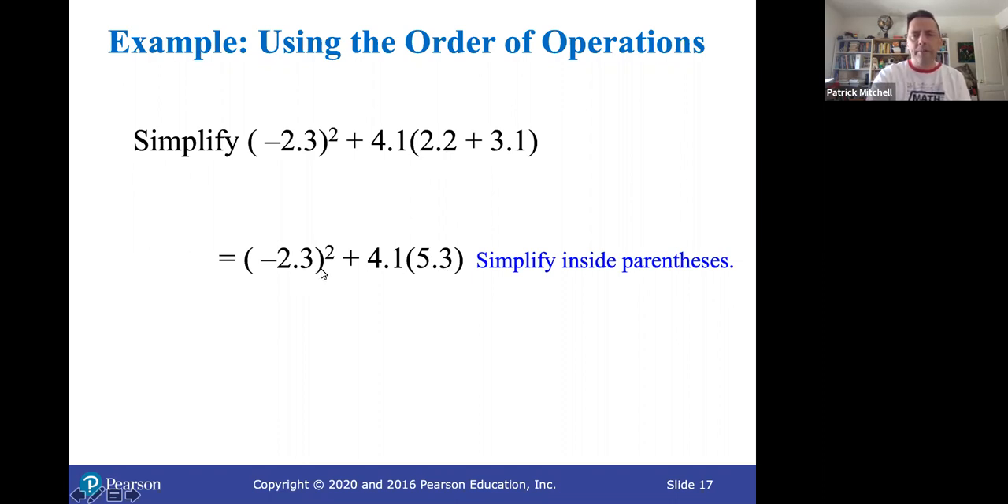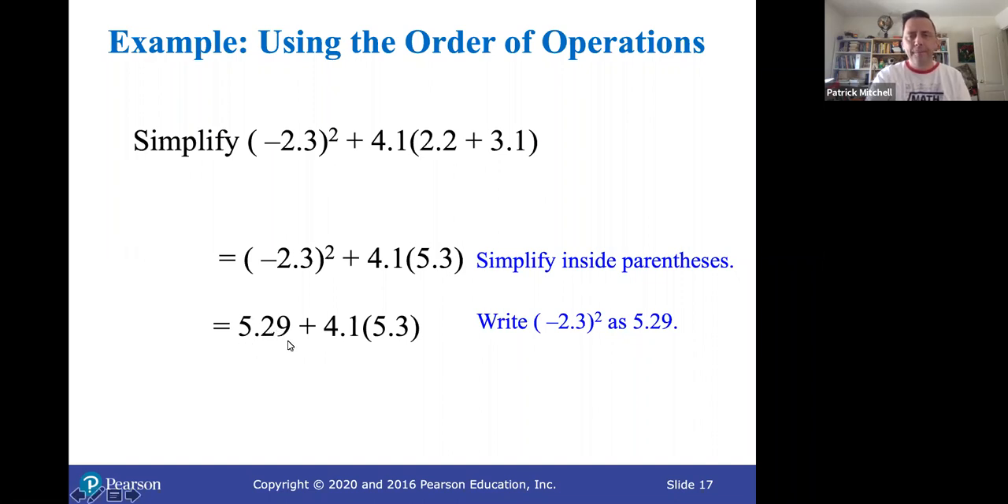So now we have an exponent and we have multiplication. We should do the exponent next. Now, this is the thing we've talked about many, many times. We are squaring a negative number. So this is another way of saying -2 and 3/10 times -2 and 3/10. It's a negative times a negative. And that's why that came out to be positive 5 and 29 hundredths. Okay. So 5 and 29 hundredths plus 4 and 1/10 times 5 and 3/10.